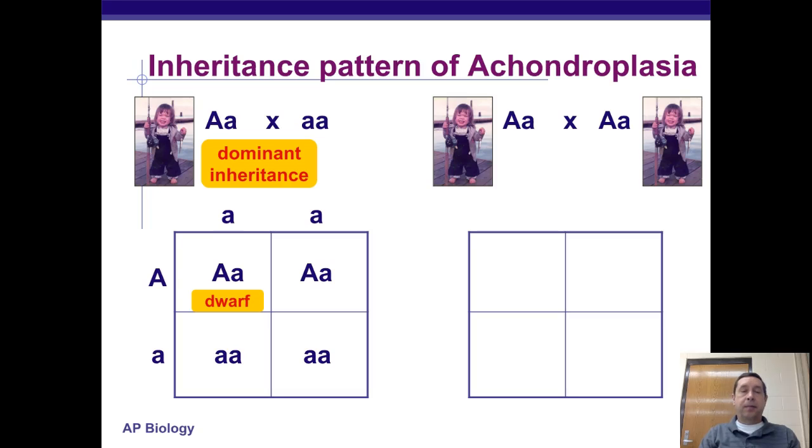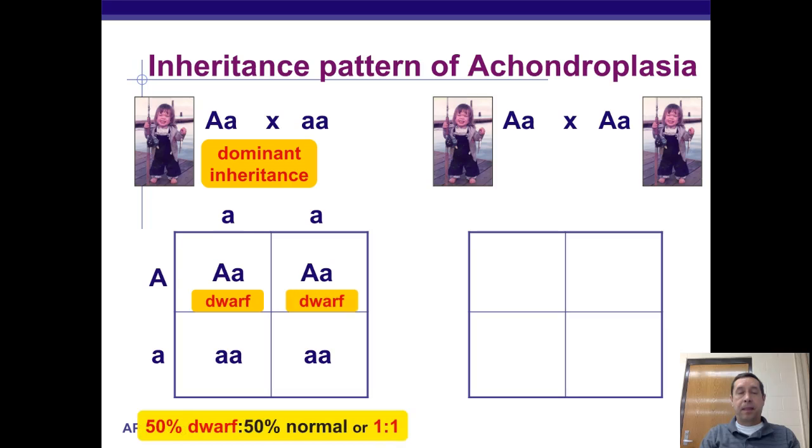In this example, where you have one normal and one achondroplasia parent, there's a 50-50 shot that the children will have dwarfism or be a normal height. So the ratio is 1 to 1. In the second one, you would expect to see a 3 to 1 ratio of dwarfism to normal height, or a 3 out of 4 chance of having a child with dwarfism each time.